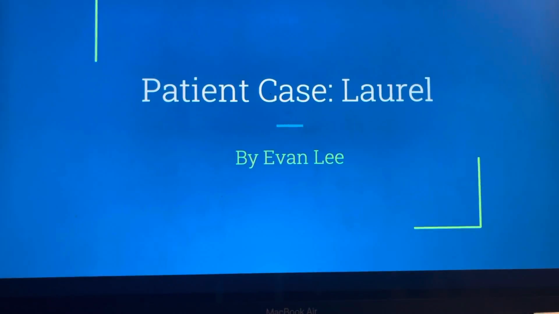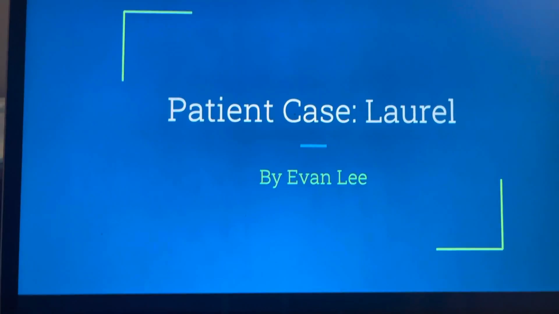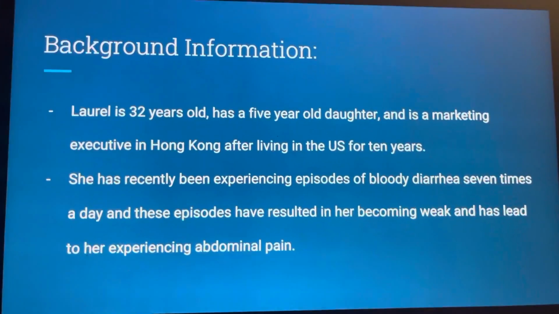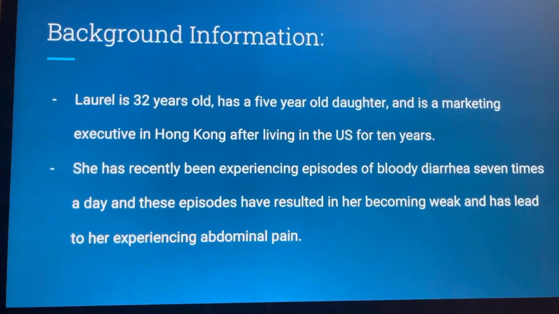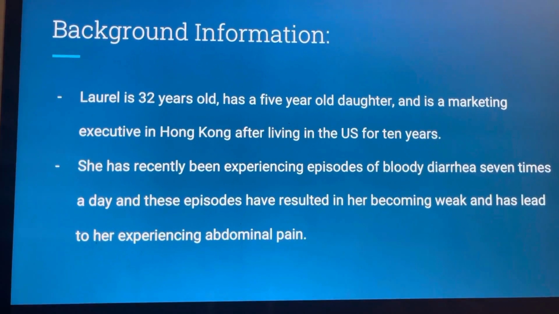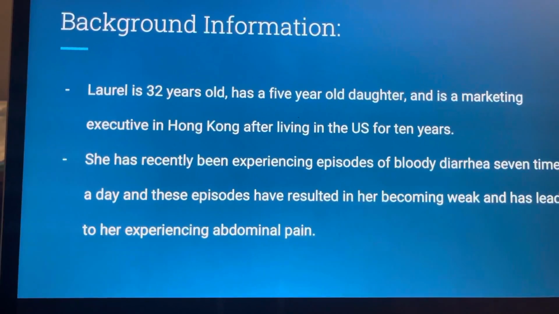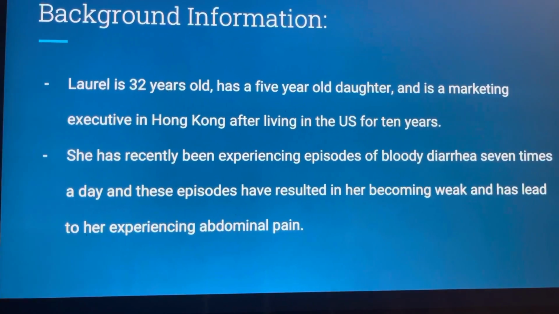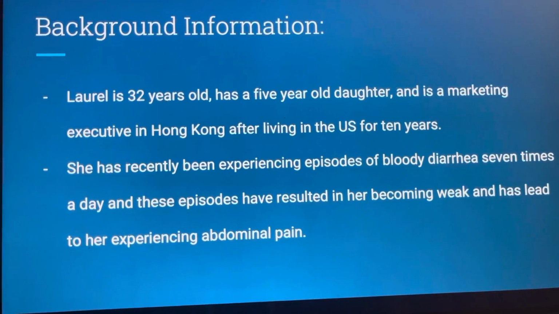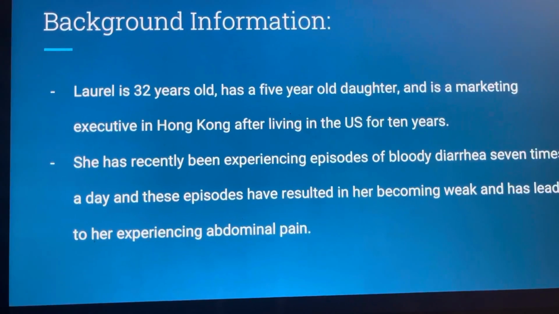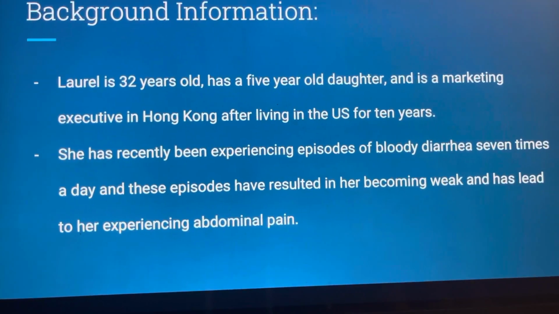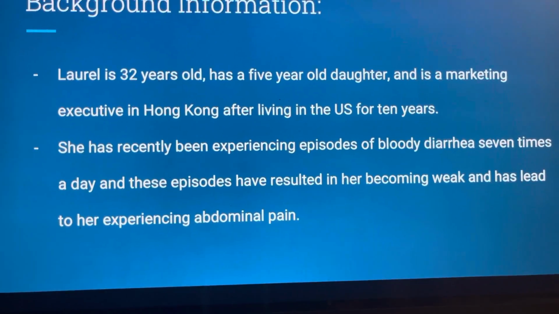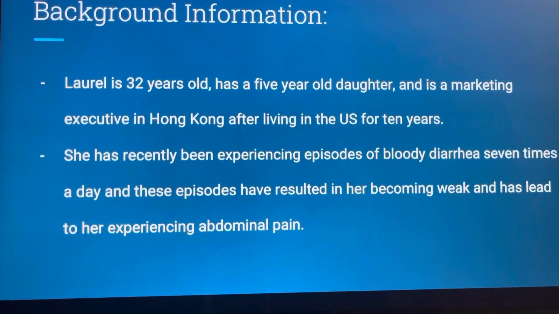Okay, so this is my patient case, Laurel. Some background information: Laurel is 32 years old. She has a 5-year-old daughter and is a marketing executive in Hong Kong after living in the U.S. for 10 years. The main background information here is that she has been recently experiencing bloody episodes of diarrhea 7 times a day. These episodes have resulted in her becoming weak and have led to her experiencing abdominal pain.